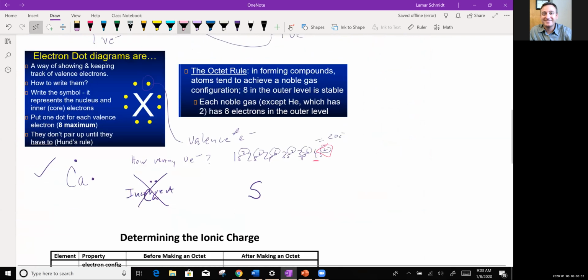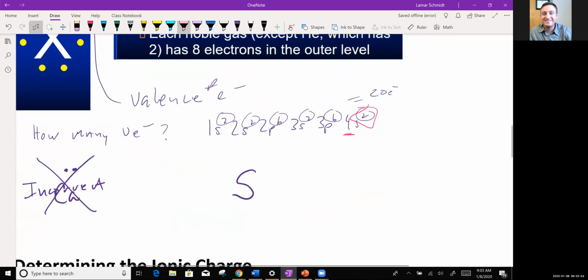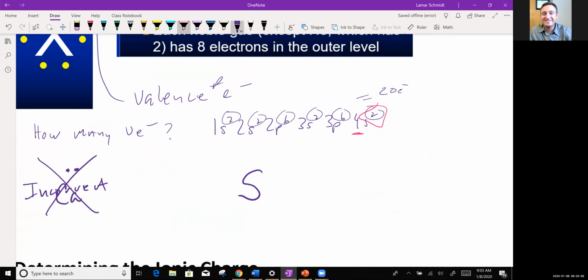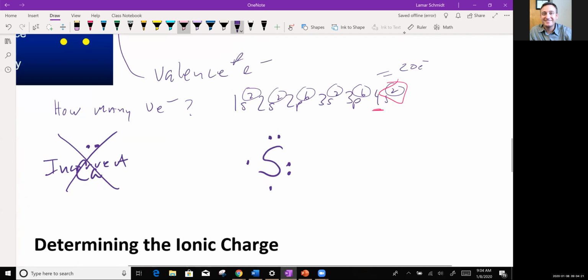So we're going to have to draw 6 dots representing valence electrons. So let's do that. Start 1, 2, 3, 4. Now they're forced to pair, 5, and 6. And so that is the dot structure for sulfur. All it really is, is looking at the number of valence electrons and then putting the dots to represent those valence electrons around the symbol. You have to do that in a very specific way.